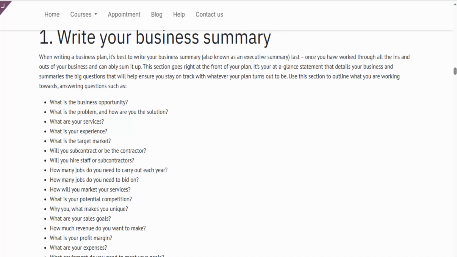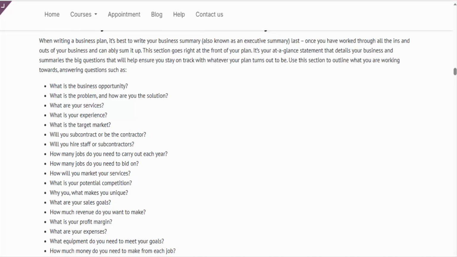Will you hire staff or subcontractors? How many jobs do you need to carry out each year? How many jobs do you need to bid on? How will you market your services?